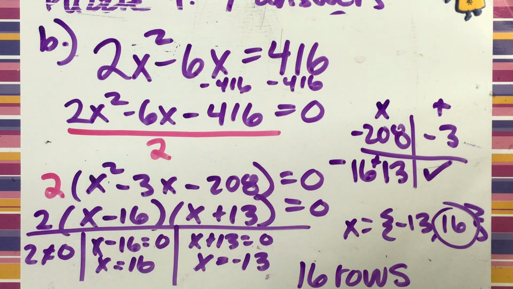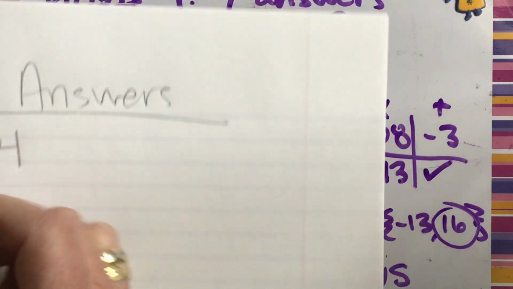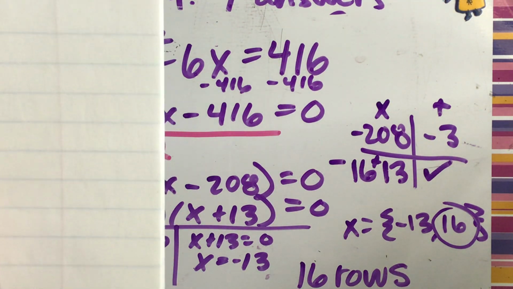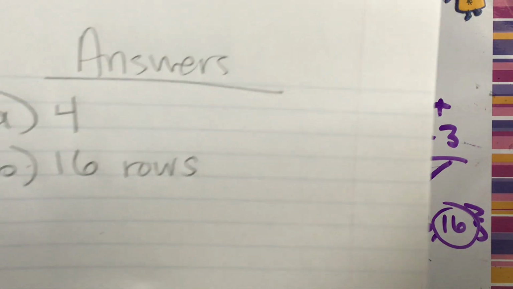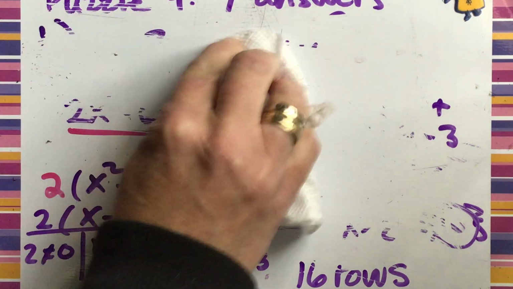Okay, and then here, I'm going to show you how I'm collecting my answers. So A was 4, so B, now we have 16. And I'm even going to add 16 rows just so I'm clear. Okay, so for C, I'm going to erase this.